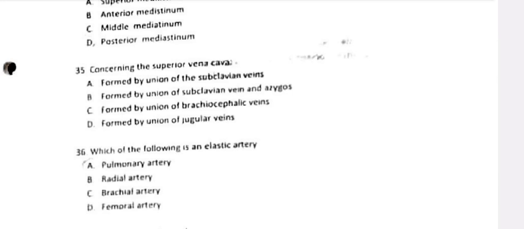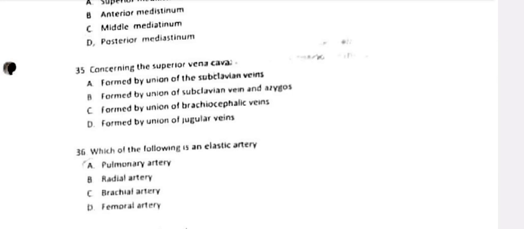Since we're talking about the superior vena cava formed by the union of the subclavian veins, this is not correct, because the subclavian veins are most likely just below the clavicle bone. Formed by the union of the subclavian vein and the azygos vein, this is not correct. Formed by the union of the brachiocephalic veins.